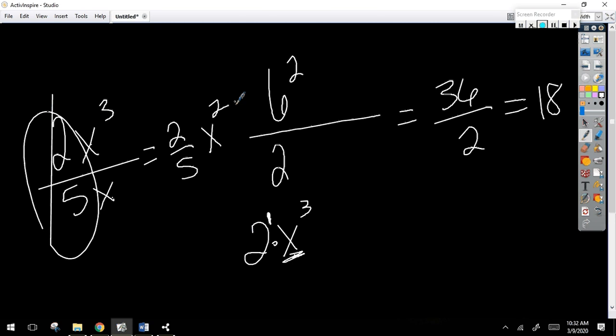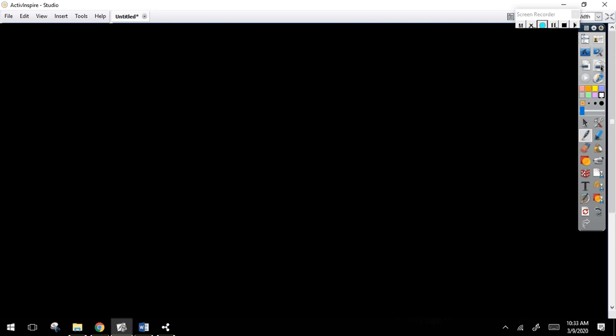What if it was 2x to the third over 3, 4, with no x, just 3, 4? Would it ever be like that? It could, but it can't be simplified from there. You just leave it.